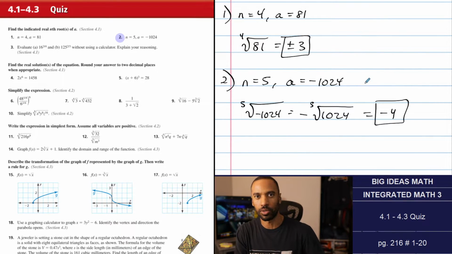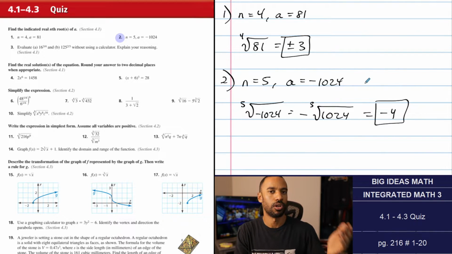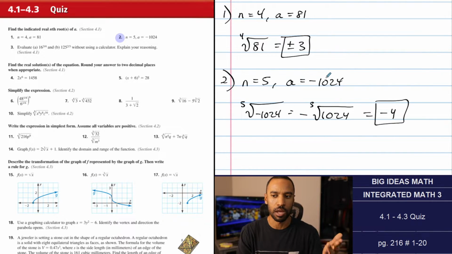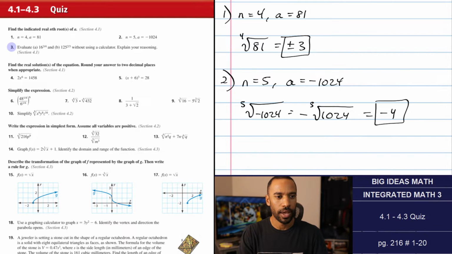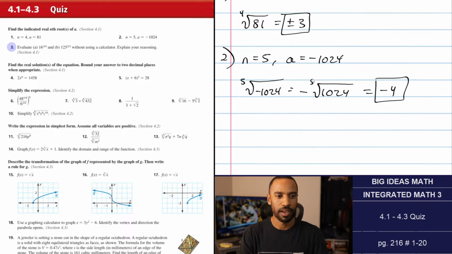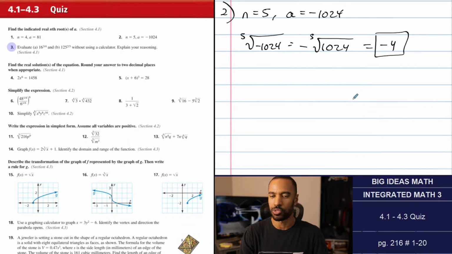That's how they kind of compare. Odd roots would only have one answer, either positive or negative or 0, based on whether the number is positive, negative, or 0. Even roots would either have 2 real roots if positive, 1 real root if 0, and no real roots if negative. All right, number 3, part of the same section: evaluate 16 to the 3/4, part A, and 125 to the 2/3 power, part B, without using a calculator.